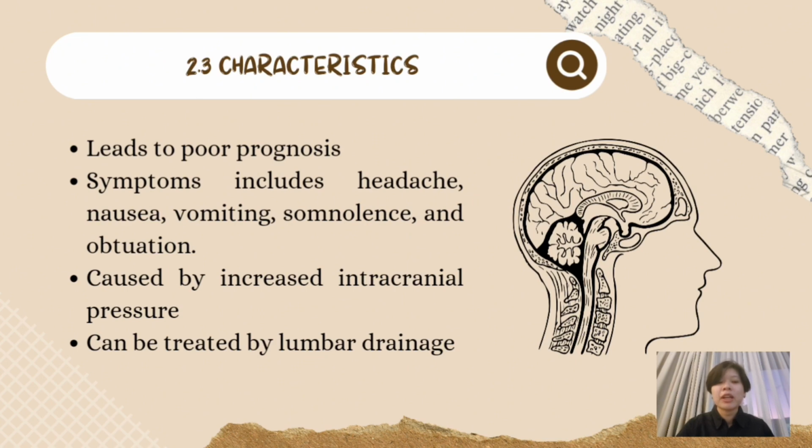I'm going to explain about characteristics of brain herniation. Brain herniation is a neurological emergency that is associated with poor outcome. The clinical manifestations are not specific and can include headache, nausea, and vomiting. Furthermore, patients can show signs of somnolence and obtundation with agitation that can increase over time.